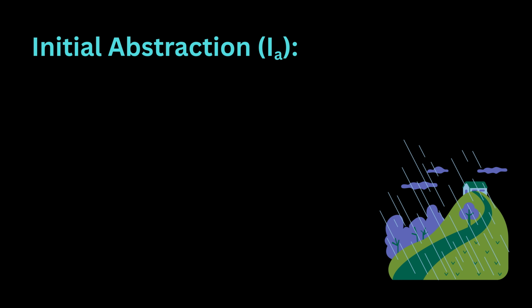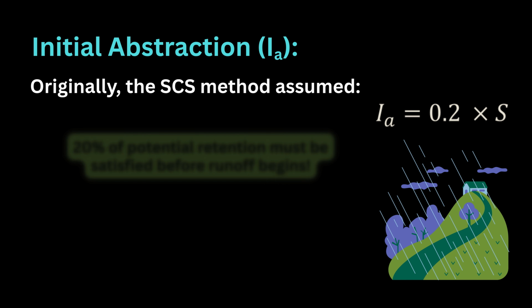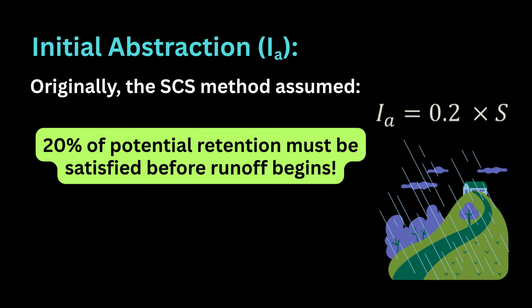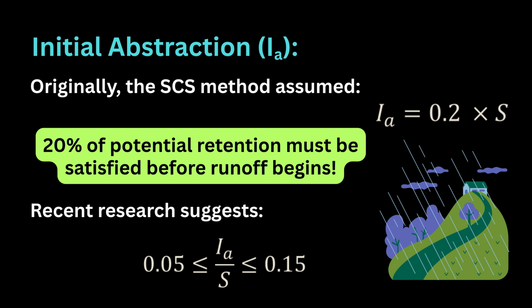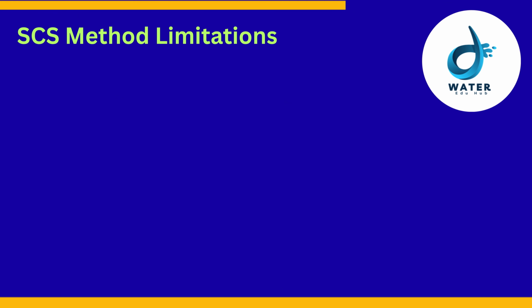Now let's get back to initial abstraction, IA. Originally, the SCS method assumed IA is 0.2 times S. This implies that 20% of potential retention must be satisfied before runoff begins. However, recent research suggests IA over S may be lower for many watersheds, so this can be treated as a calibration parameter. The limitations of SCS method are as follows.